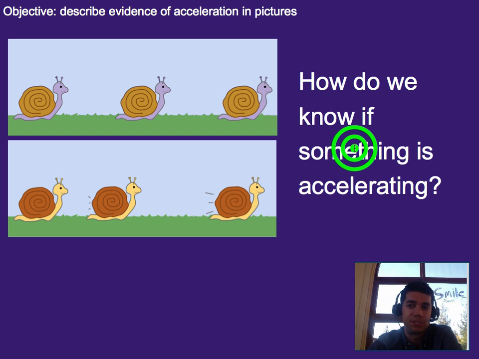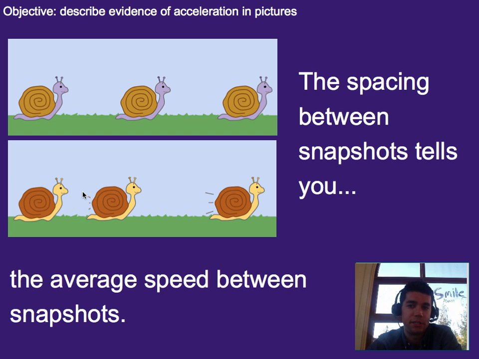How do we know if something is accelerating? Just based on a picture, like these two pictures, how do we know that one of these snails is accelerating and the other isn't? Well, the answer is the spacing. So if the spacing is staying the same, we know it's going at constant speed. But if the spacing is changing, then we know that the speed, and therefore velocity, is changing. So that spacing between the snapshots tells us the average speed in those spans of time between those snapshots, and therefore we can begin to piece together whether or not something is likely accelerating.